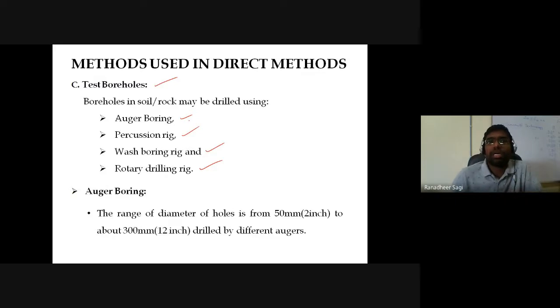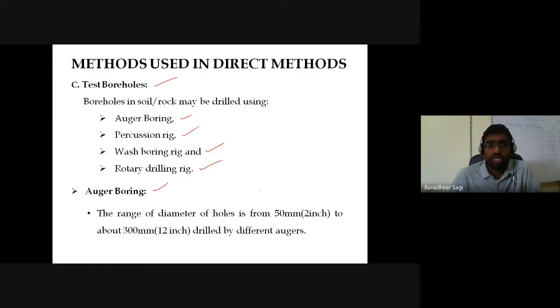So let's quickly understand the difference between each of these techniques. Do we have any particular limitations with regard to soil suitability or depth? Let's understand one by one. First, to start with, we are starting with auger boring. So auger boring is nothing but you have what is called an auger.